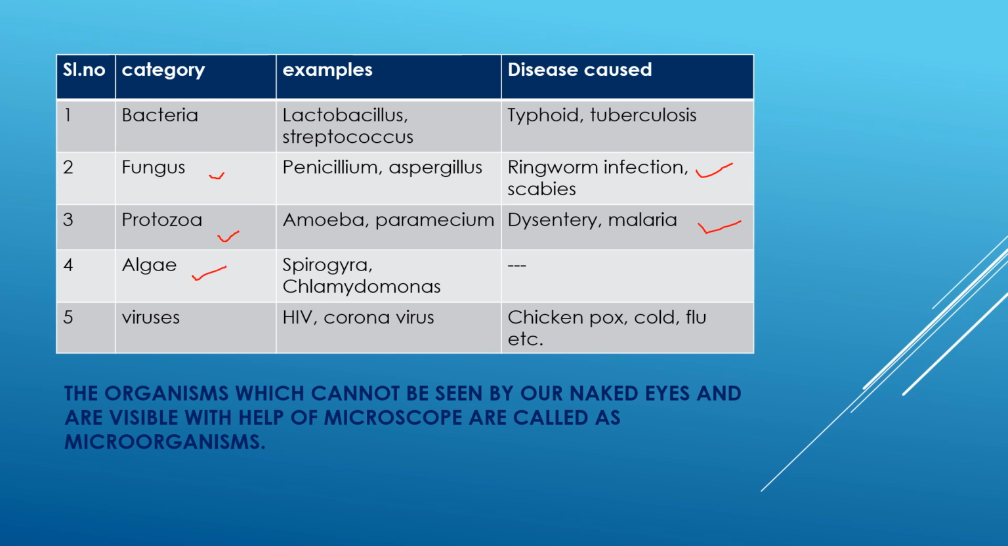Algae are very common around us. In our ponds, we find the slime like Spirogyra, Chlamydomonas. They do not cause diseases. That's why this column is blank. Viruses, you have HIV, coronavirus, the cold virus, flu virus. Examples of diseases caused by them are chickenpox, cold, flu, etc. Now from all this, we can find out that organisms which cannot be seen by our naked eyes and are visible only with the help of microscope are called microorganisms.